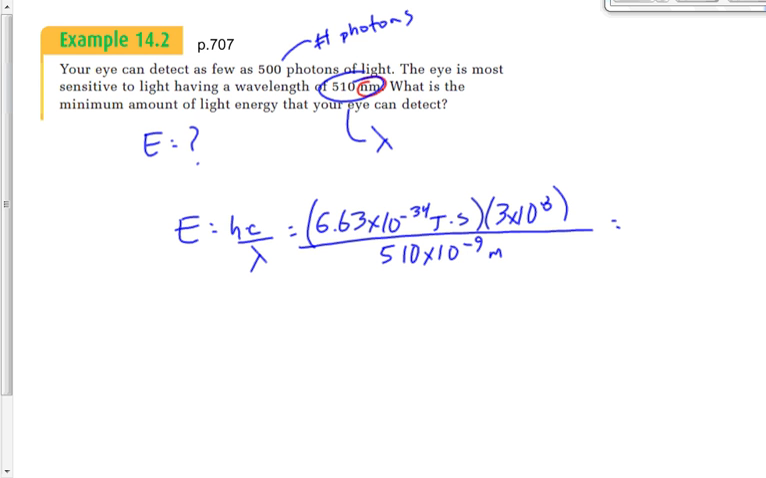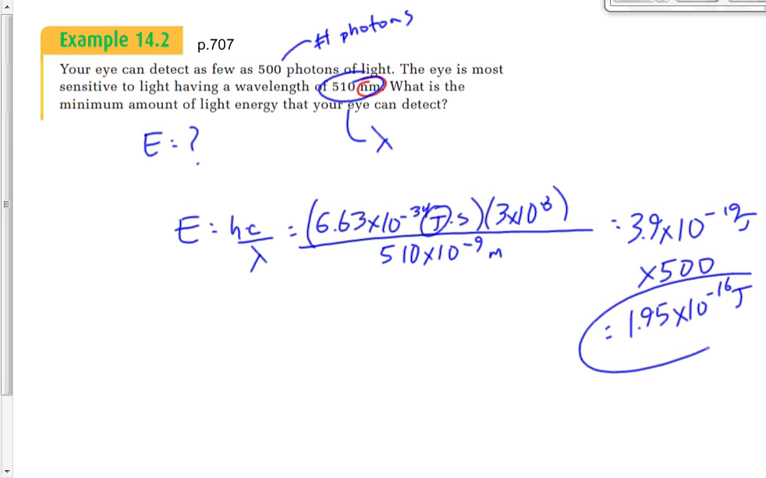What do we end up getting for the energy there of one single photon? You get 3.9 times 10 to the minus 19. And that's going to be in joules, right? Because what we use right here is joules. Now we're going to multiply that by 500. And when we do, we should get 1.95 times 10 to the minus 16 joules. So one photon, 500 photons. We're looking for the energy of 500 photons, the minimum energy that our eyes can detect. All right?